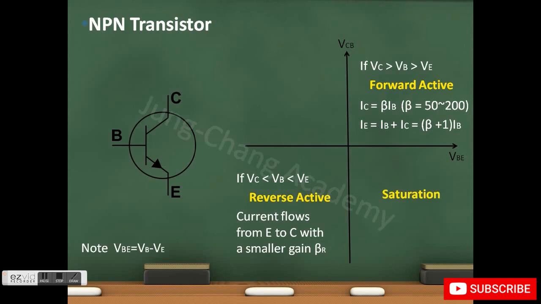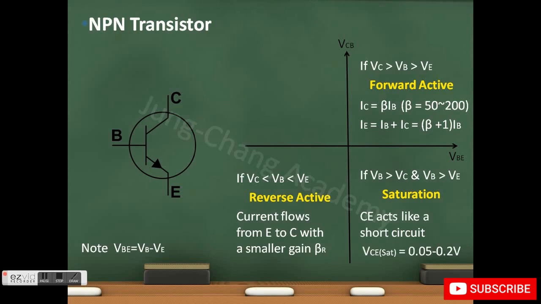In the saturation mode, the base voltage has to be larger than both the collector and emitter voltage, and in this mode, the current flows from the collector to emitter like a short circuit with only a very small voltage drop of less than 0.2 volts.